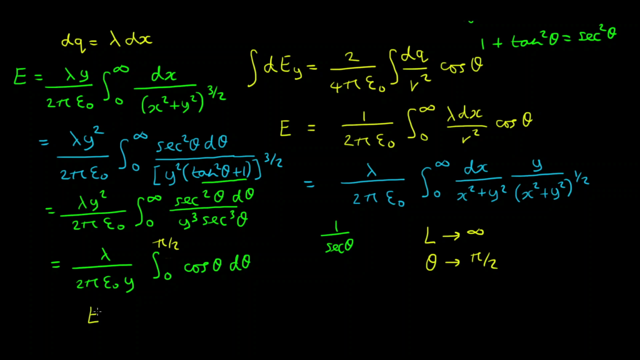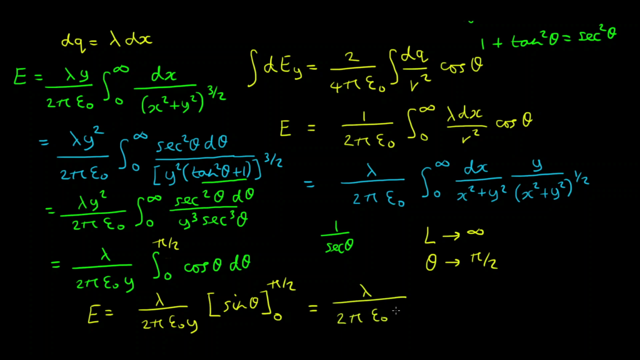So therefore what we get is E is equal to lambda on 2 pi epsilon naught y. And evaluating this integral, we have sine theta evaluated from 0 to pi on 2. And sine pi on 2 is 1. So therefore our electric field becomes the linear charge density on 2 pi epsilon naught by y. And you can notice that this is the exact result we got using Gauss's law.